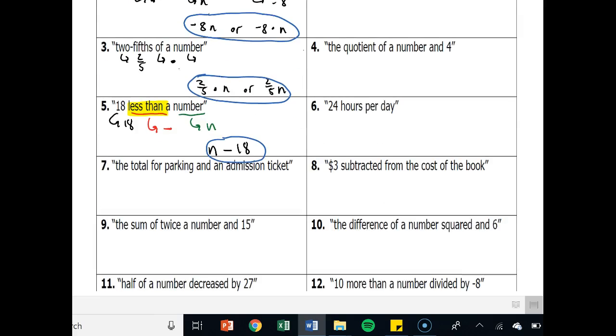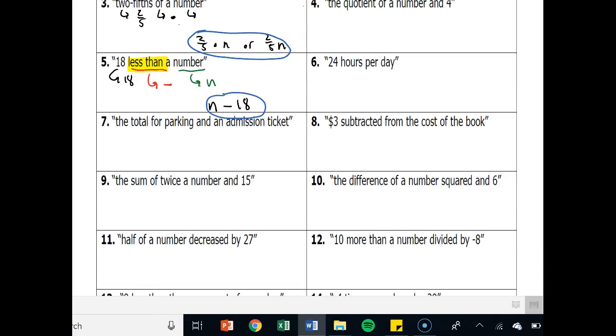Let's go ahead and try number 7. It says the total for parking and admission. So the operator word we have here is total. That obviously means plus. We have a variable for parking. We have no idea how much it is for parking. And we have a variable for admission. We have no idea. So our answer here is something like P plus A or A plus P. Those are our two possible answers, right? Always circle your answers, please.